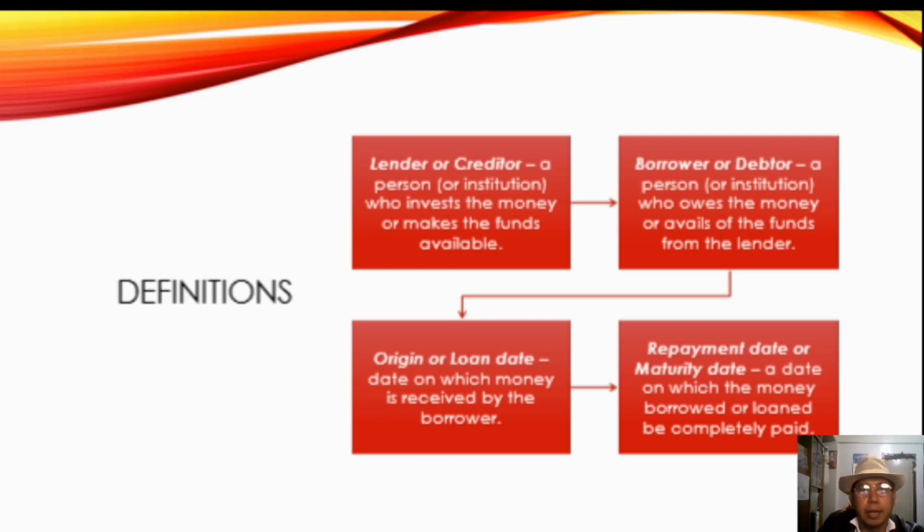Okay, another term to be understood is the maturity date. When we say maturity date, it is actually the date on which the money borrowed or loaned to be completely paid. Meaning, it is the end of the contract of loan. Meaning to say, it is actually the date wherein the borrower or the debtor has to pay the loan borrowed or lent to him. Okay? So it is the end of the contract of loan. So that is the maturity date.